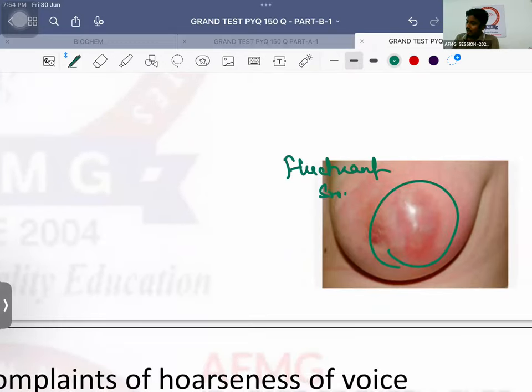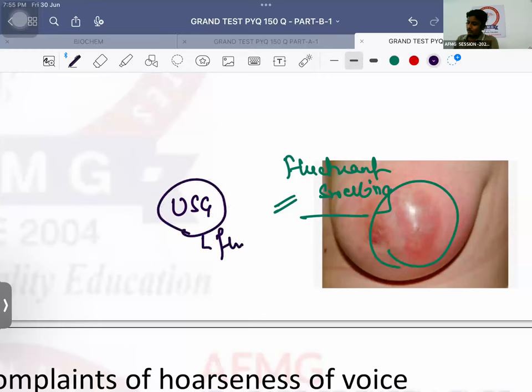Fluctuant swelling can be there in the breast, along with all the inflammatory signs like redness, pain, warmth and swelling. Along with the fluctuant swelling, or an ultrasound showing a fluid collection, that can be a diagnosis of breast abscess.